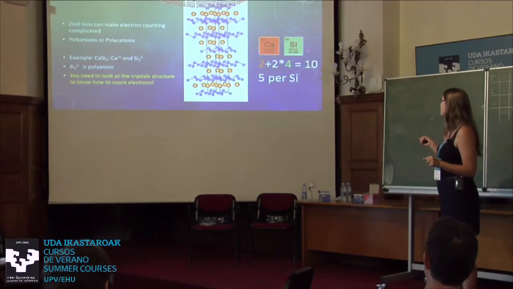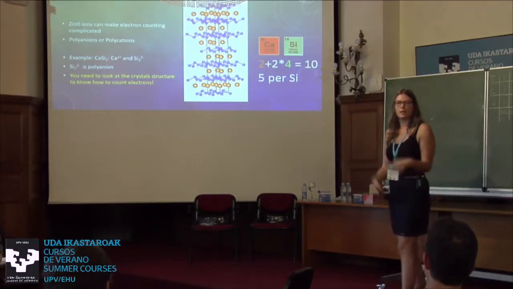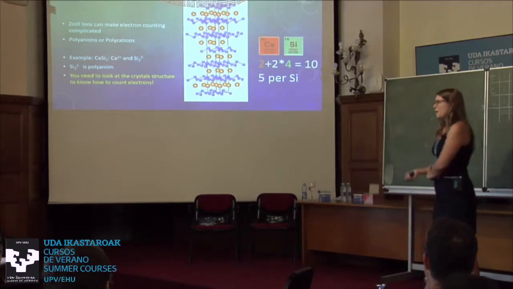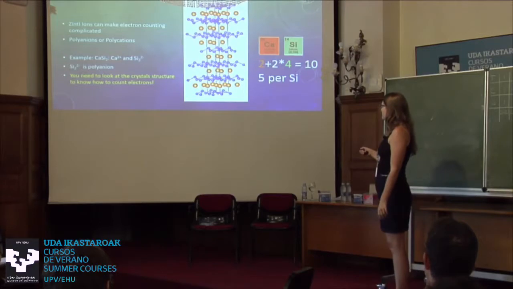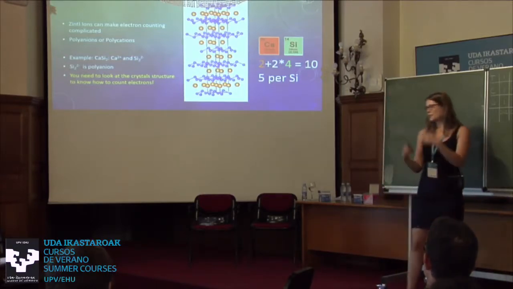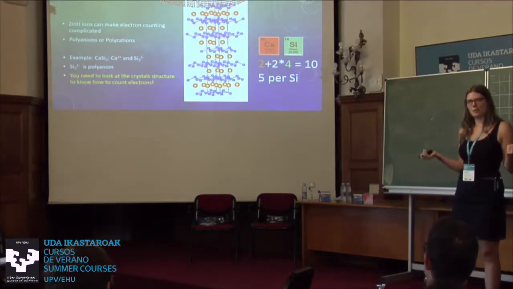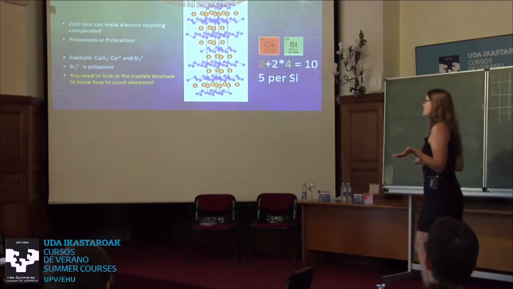But if you would count the electrons, you would count 10. And even if you divide it by 2, because there's CaSi2, you would count 5 electrons per silicon. This is not charge balanced, right? You think it has a half-filled p-band. However, when you look at the structure, you can see that each silicon is bonded to 3 other silicons. So each silicon is sharing electrons with the other ones, and then the electron count matches again. Okay, and we have a charge balanced compound.